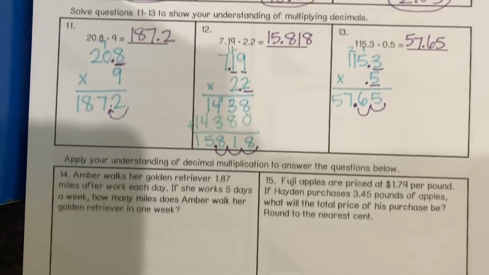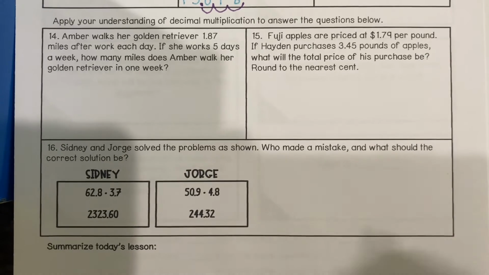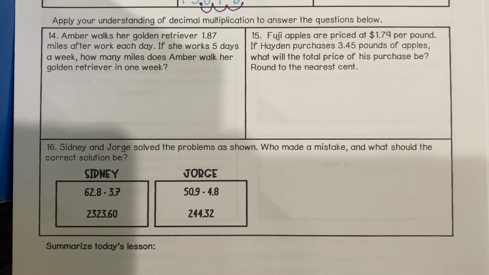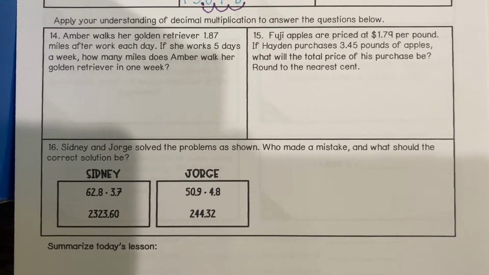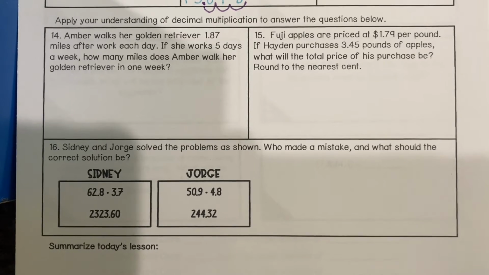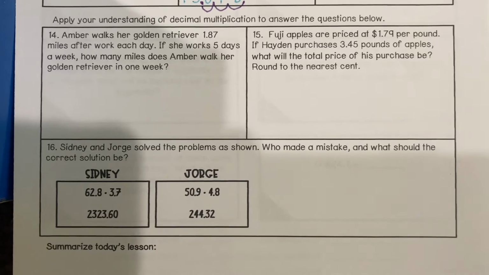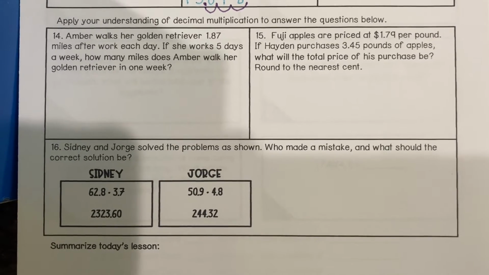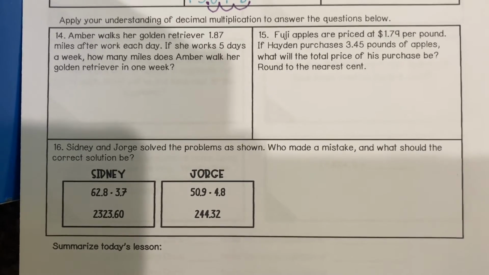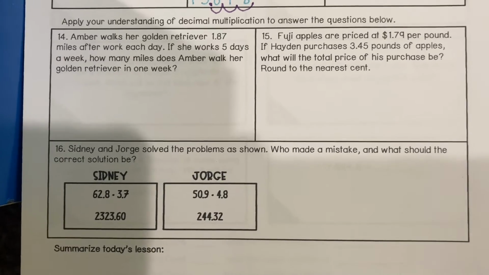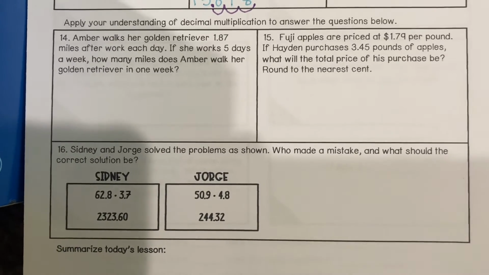Okay, we're going to keep working. Apply your understanding of decimal multiplication to answer the following questions. Amber walks her golden retriever 1.87 miles after work each day. She works 5 days a week. How many miles does Amber walk her golden retriever in 1 week?